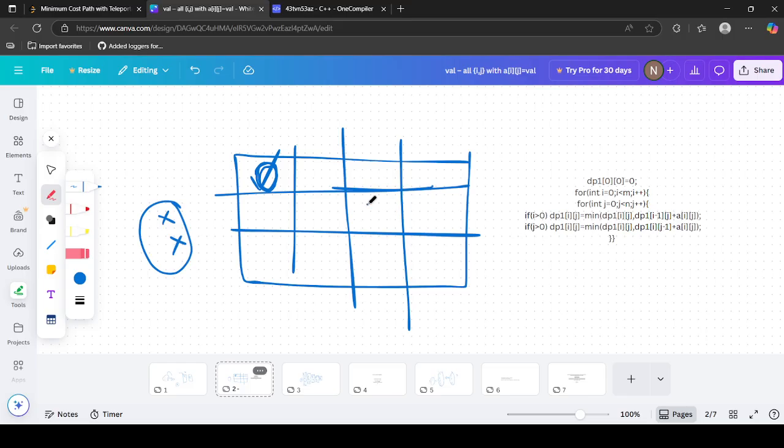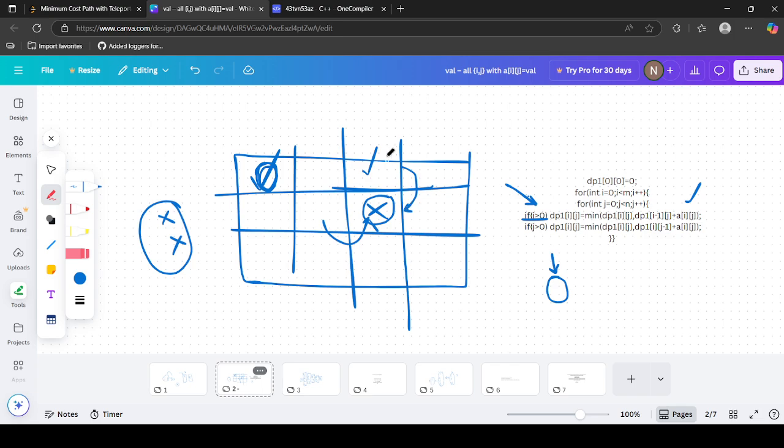For example, we want the answer for (i, j). How can we reach (i, j)? We can reach it from (i minus 1, j) if there is an above row, and we can come from (i, j minus 1) if there is a previous column. So if i is greater than 0, it means there is an above row, so there is a possibility that we reach the present (i, j) from the above one. And then what is the cost? It is simply the cost of the final destination, so the value is a of (i, j).